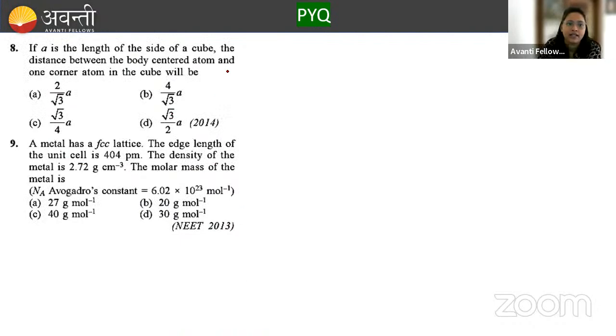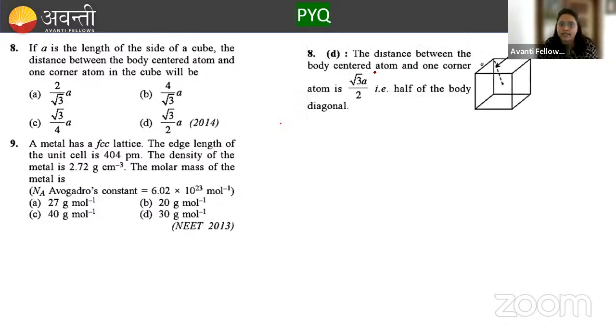If A is the length of the side of a cube, the distance between the body centered atom and one corner atom in the cube will be? तो यहाँ पे भी हम लोगों को डिस्टेंस निकालना है. ठीक है, so distance between the body centered atom and one corner atom is how much? ये हमारा body centered में atom है, और एक एटम कॉर्नर में है, ये डिस्टेंस हमको फाइंड आउट करना था. तो वो कितना होता है? √3/2 a, that is half of the body diagonal. ये जो बॉडी डायगोनल होगा हमारा, इसका हाफ. ठीक है.